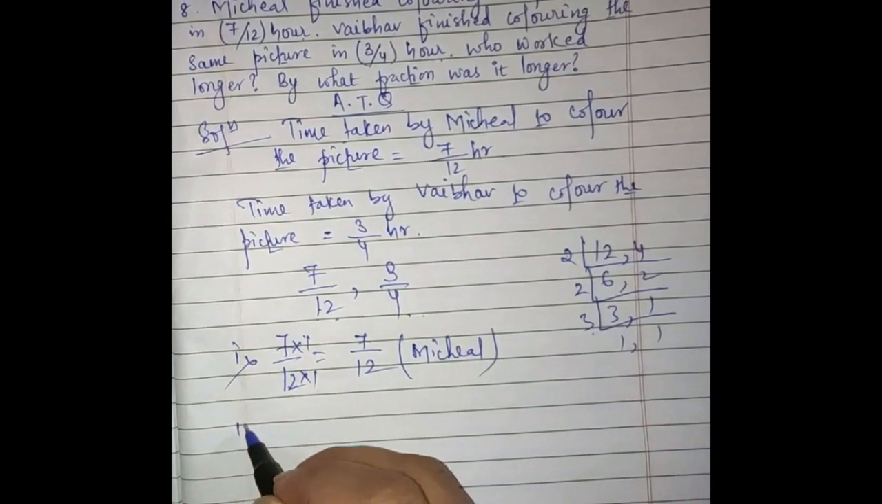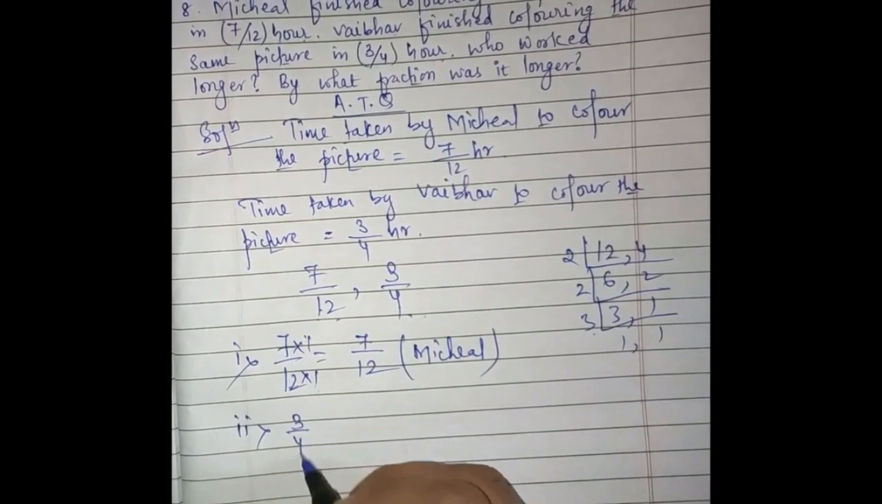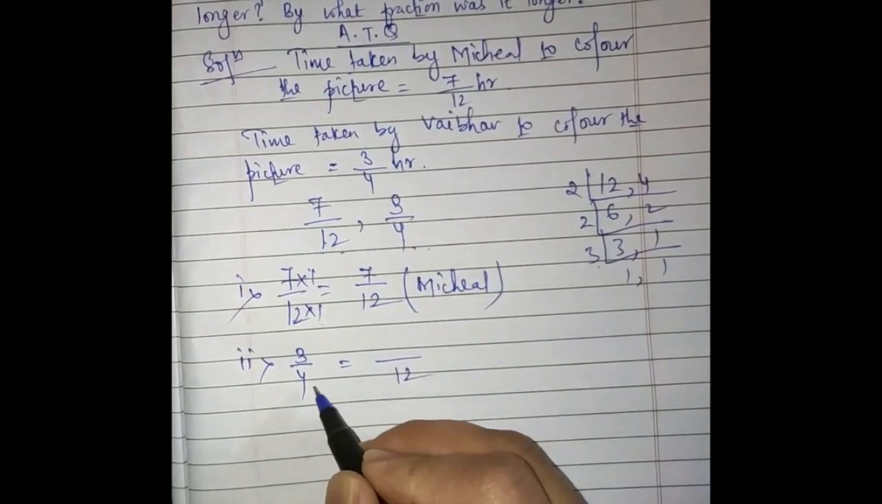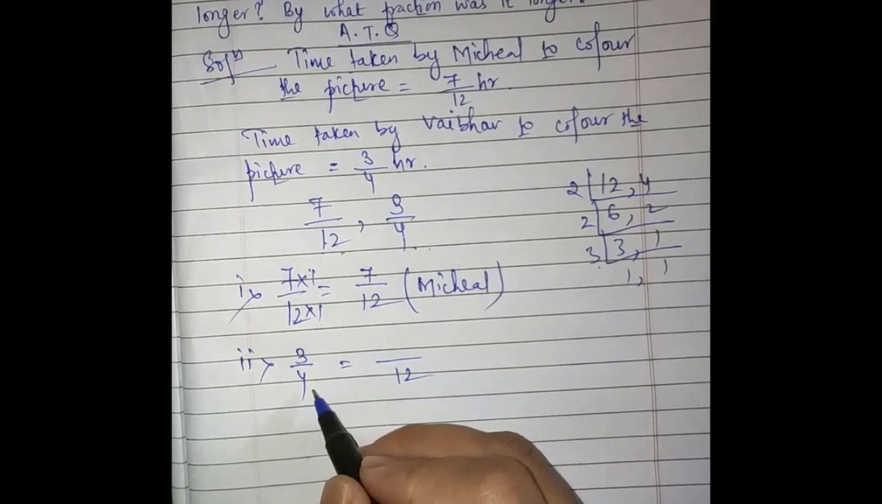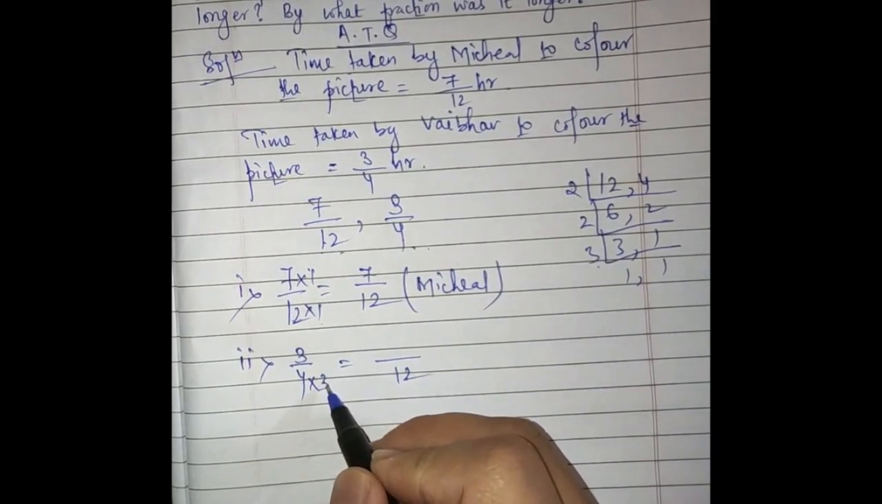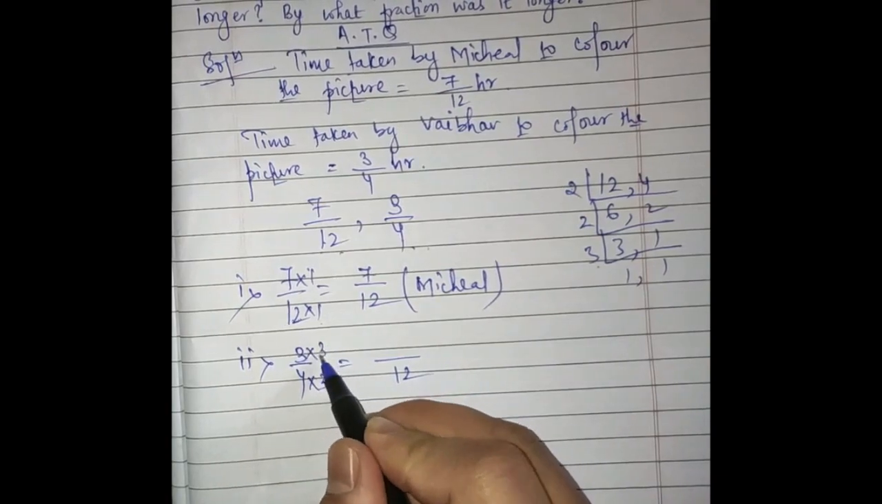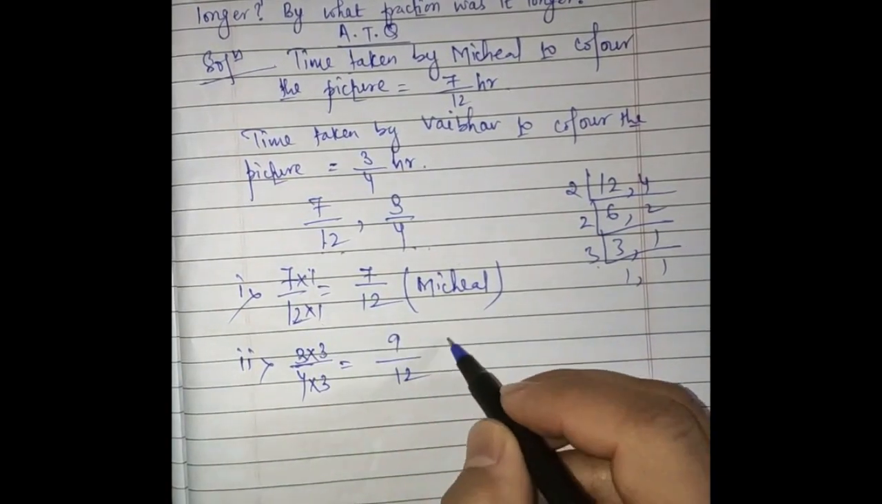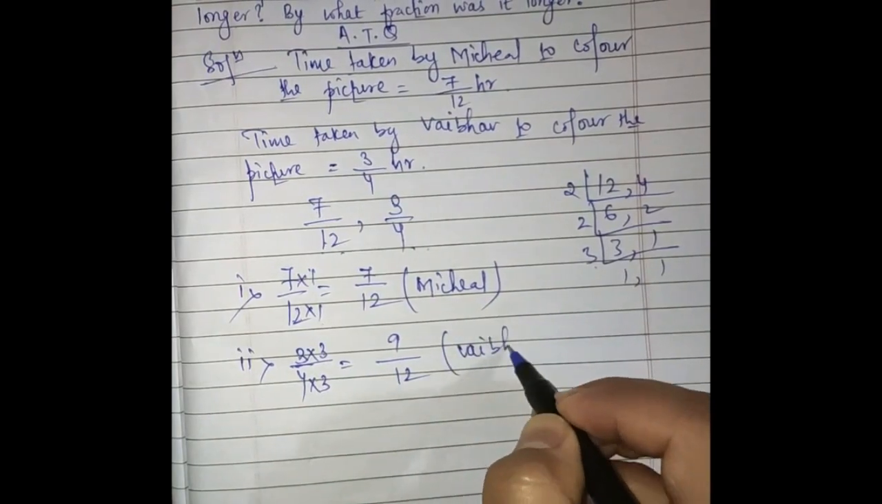Alright, so number 2, it is 3 by 4. So now we have to convert this into 12. How will we get the 12? By multiplying with 3. When we are multiplying the denominator with 3, then the numerator also we have to multiply with 3. So it is 3 3s are 9. So this is for Bhairav.